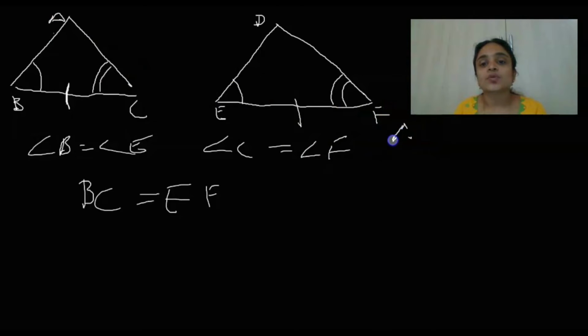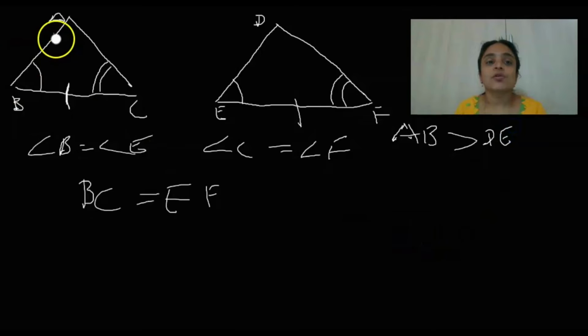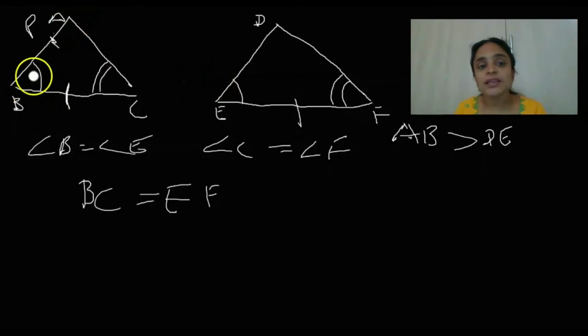Now in case 2 we are taking AB greater than DE. So there should be a point P here such that BP is equal to DE, right? Because AB is greater than DE. So there should be a point P such that BP is equal to DE. So we are assuming that BP is equal to DE, and we have joined C to P.